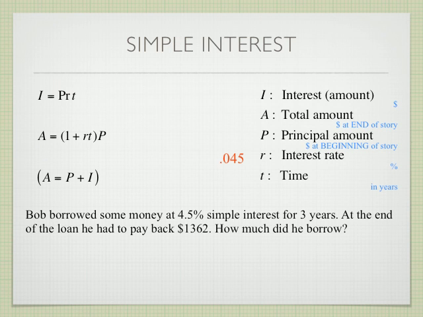So Bob borrowed some money at 4.5% simple interest. I know that would mean that R is equal to 0.045. I take that percentage and I change it to its decimal form. I move the decimal point 2 places to the left. He borrowed it for 3 years. That means 3 goes in for time. At the end of the loan, he had to pay back $1,362. That's the amount of money at the end of the story. How much did he borrow? That's a question about how much money was at the beginning of the story.